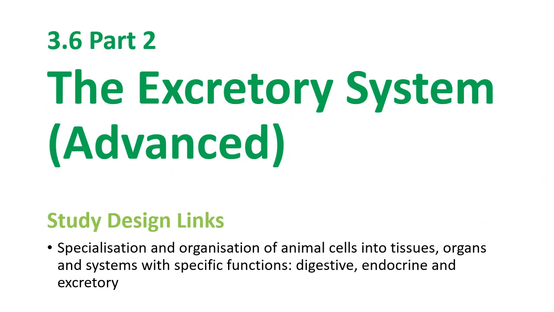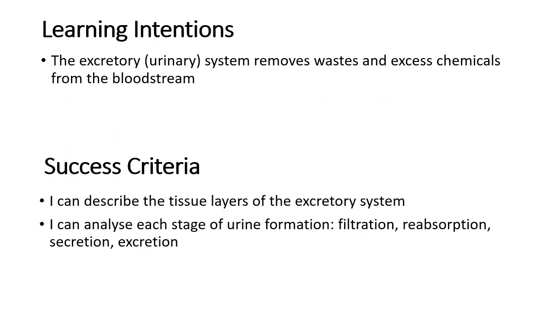Okay, we're into the next section of the excretory system. So we've learned all the basics, mainly about the structure, and in this advanced section we'll learn a bit more about the function of how urine actually gets made in the excretory system. So the learning intention is the same. The excretory system removes wastes from the bloodstream.